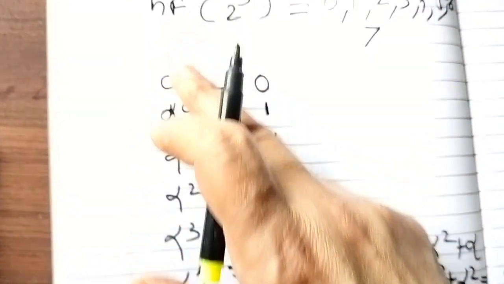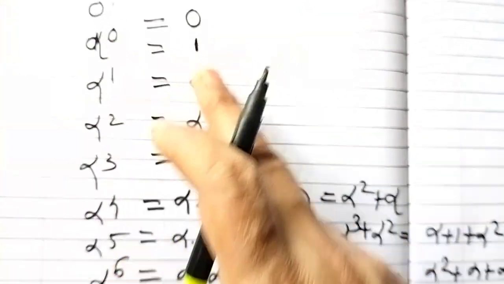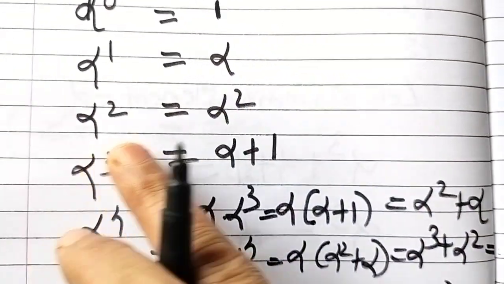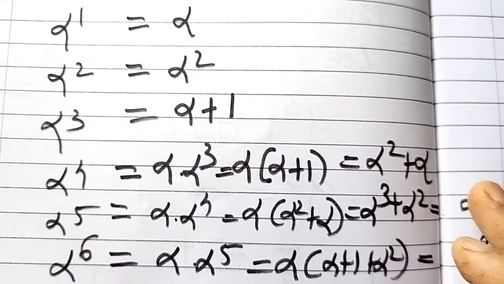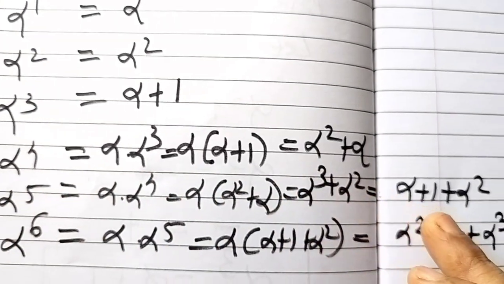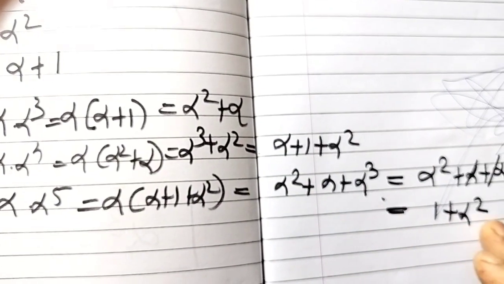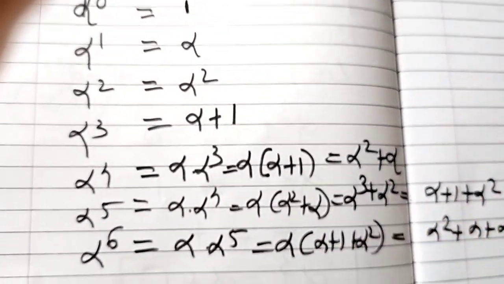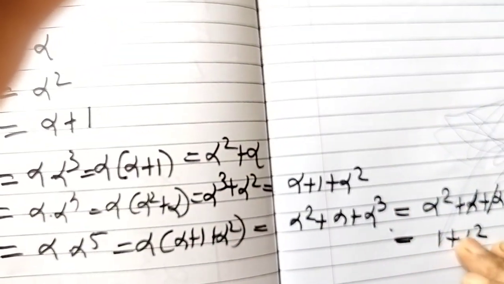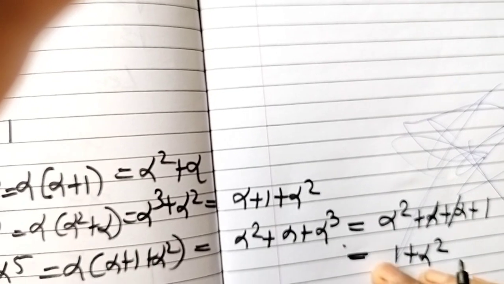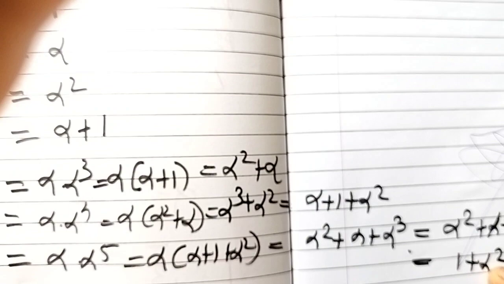So you got the elements of the extension field Galois field 8. 0 is equal to 0, alpha raised to 0 is equal to 1, alpha raised to 1 is equal to alpha, alpha square is alpha square, alpha cube is alpha plus 1, alpha raised to 4 is equal to alpha square plus alpha, alpha raised to 5 is equal to alpha square plus alpha plus 1, alpha raised to 6 is equal to alpha square plus 1. This is one method. Just for more understanding, I will explain how this is nothing but the mod operation over that primitive polynomial.